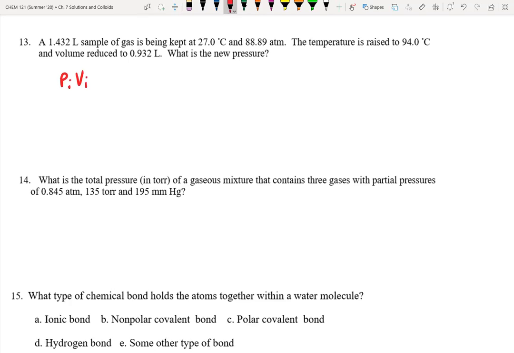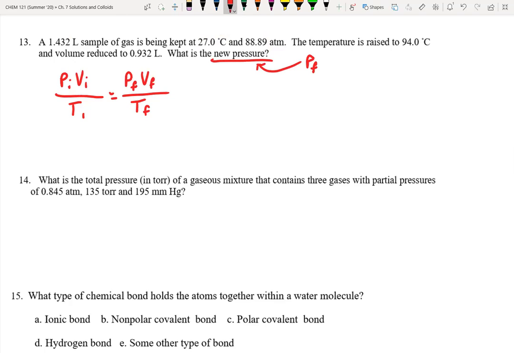It's PI VI over TI equals PF VF over TF. And the reason I'm picking this is because they're giving us volume, temperature, and pressure, which we can use to compare before and after. So this is what I would go with. But it's asking what the new pressure is. And I would call this my final pressure. So I'm just going to refer to this as PF, my final pressure.